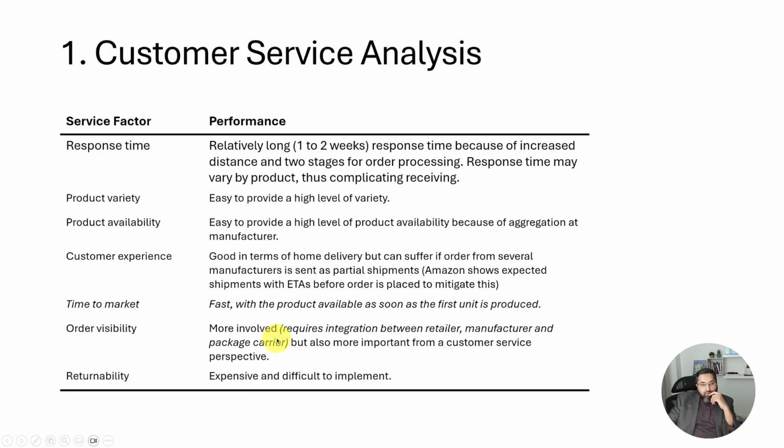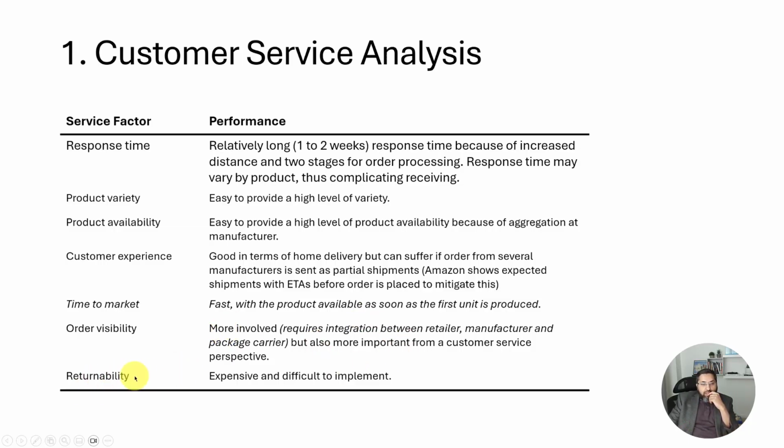Order visibility is more involved because if there's a retailer involved, like an online website, you may place one order that gets split across three or four manufacturers because different items are produced by different manufacturers. And so when you go to track your order, you will see different tracking estimated times of arrival. Part of your order may be coming next week, part of it may be coming this week.